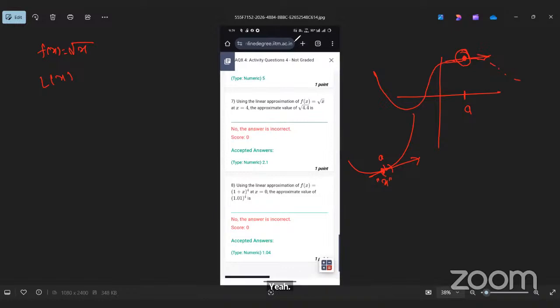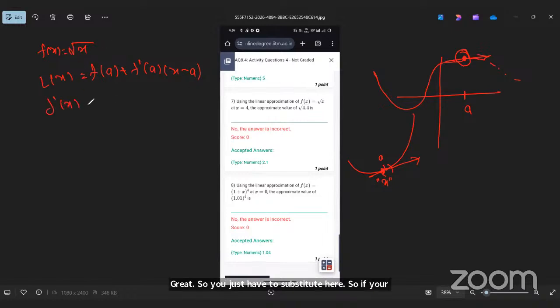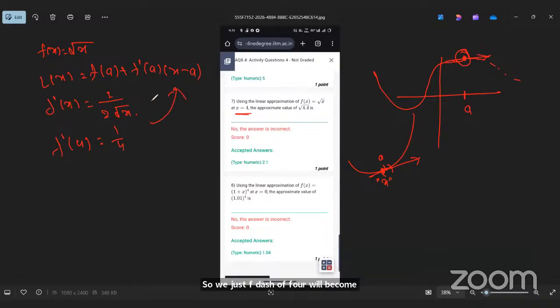Yeah. Okay, ma'am. So here the linear approximation looks something like this, right? f of a plus f dash of a into x minus a. This is nothing but the equation of the tangent at the point, correct? So you just have to substitute here. If your function is under the root of x, then f dash of x will become 1 by 2 under the root of x, correct? And here x equals 4 is given to us. So f dash of 4 will become 1 by 4. Substitute the values and you will get it easily. So you have to approximate the value of under the root of 4.4, right? That means here you have to compute L of 4.4. Whatever this is, that will be your answer. Okay, fine.